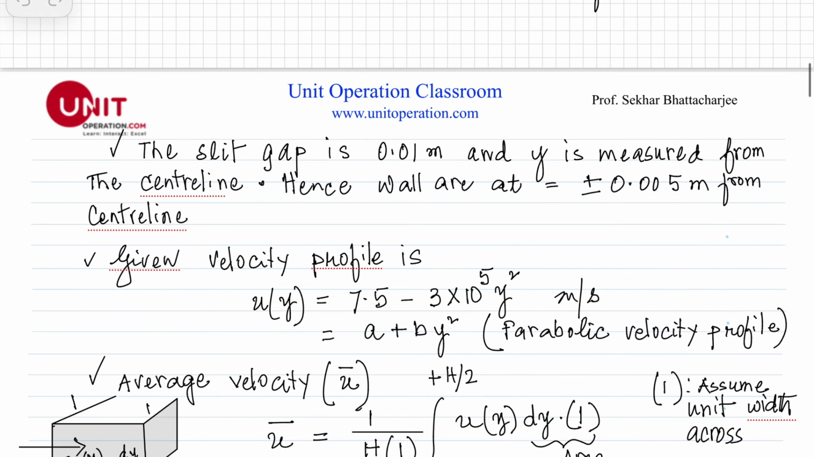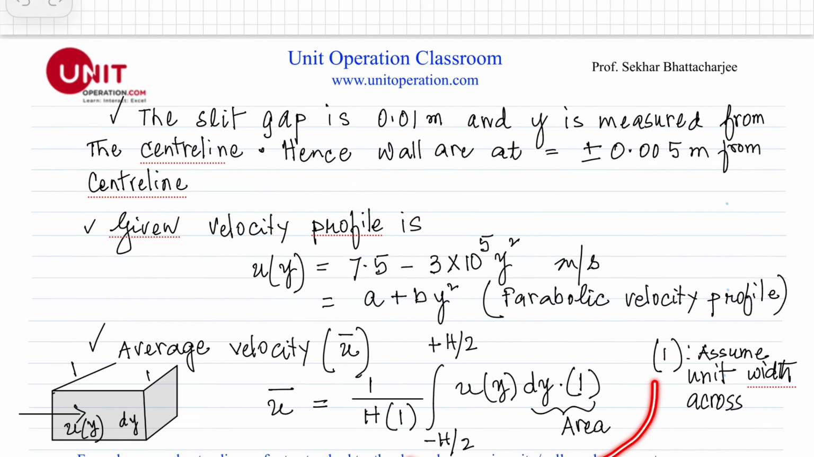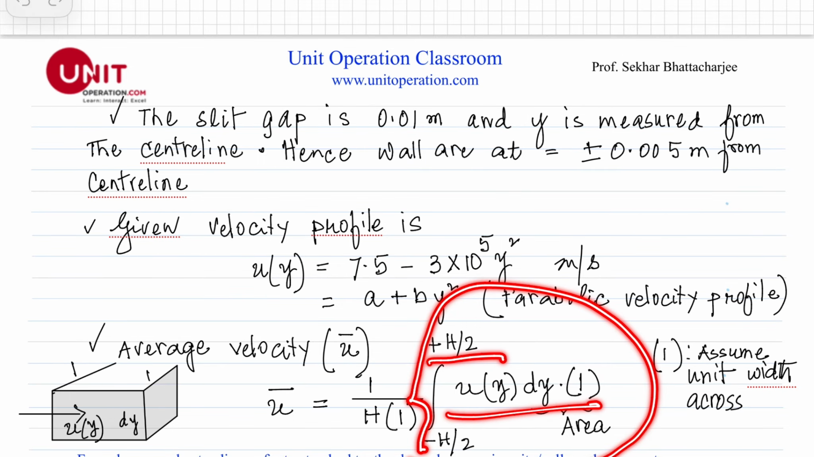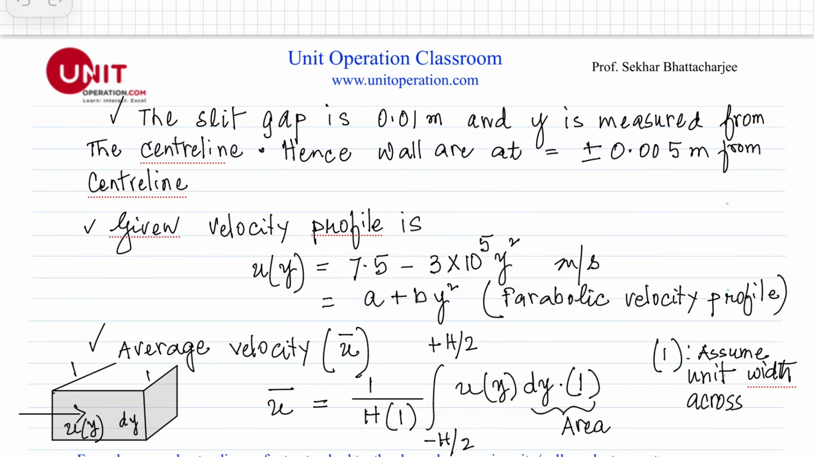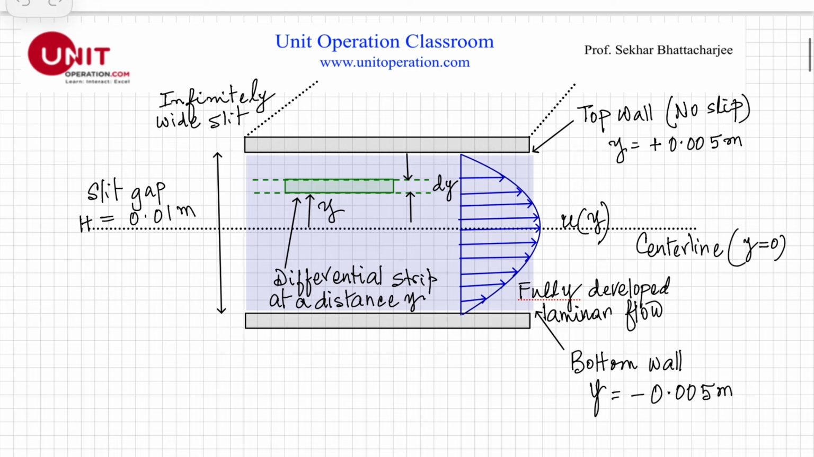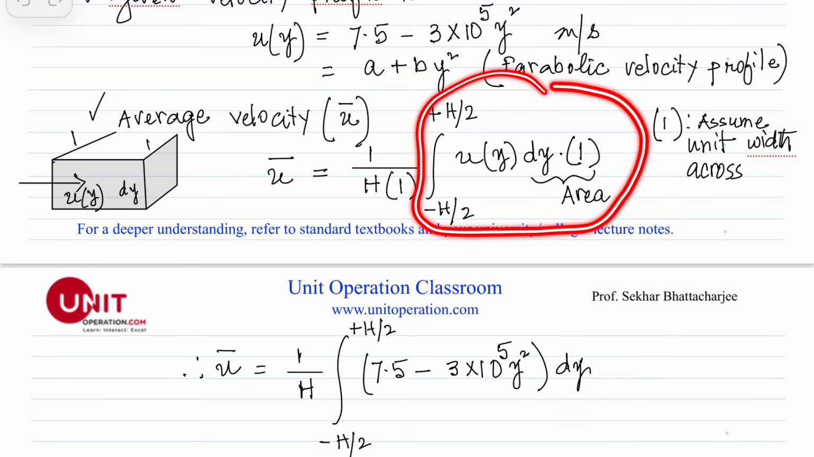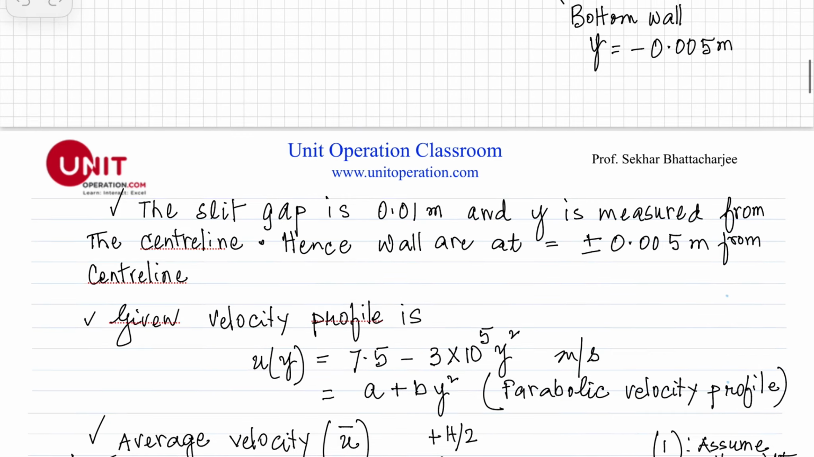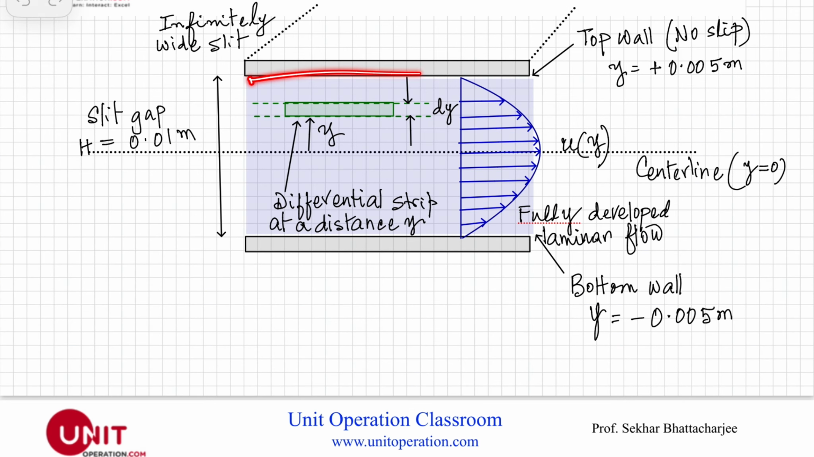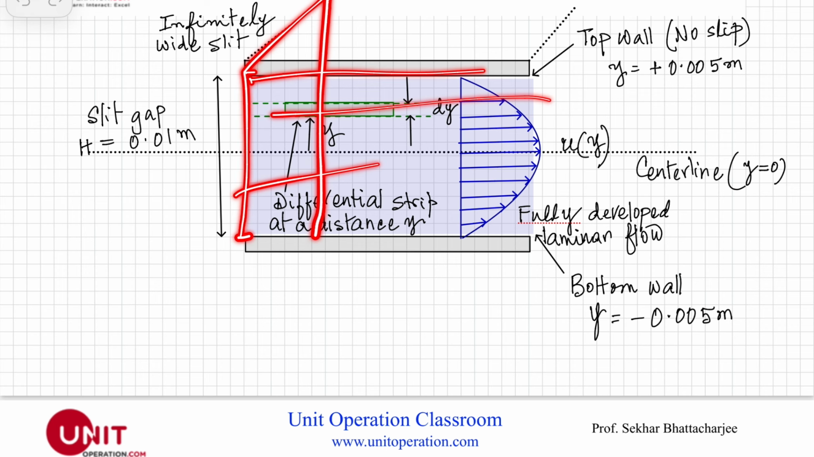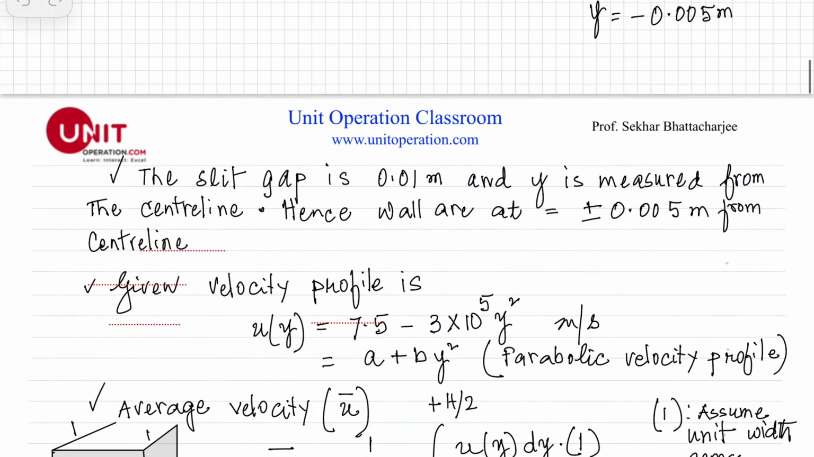So that's here, this is 1, that gives you the total flow rate. This is 1 plus h over 2 to negative of h over 2. Okay, and so this is the total volumetric flow of the polymeric fluid through this one, and now we have to divide by the area, and this area of course is h times 1, so that will give me the average velocity. So that's what it is.